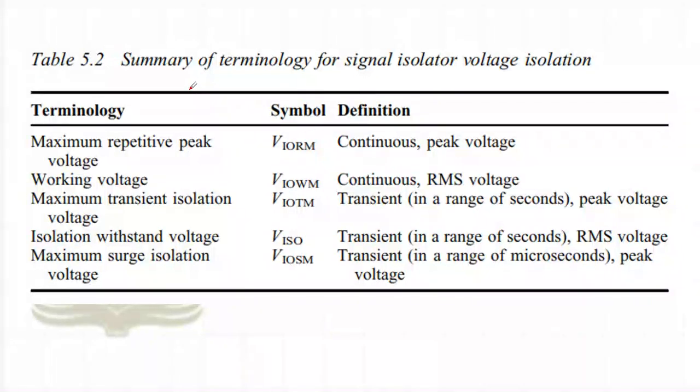Now the summary: what are the terminologies for signal isolator voltage isolation? Some terminologies are there: maximum repetitive peak voltage, working voltage, maximum transient isolation voltage, isolation withstand voltage, maximum surge isolation voltage. These few things you should look for in a data sheet when you are buying or designing any signal isolator. So keep this in your mind.